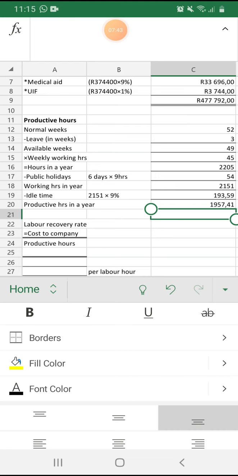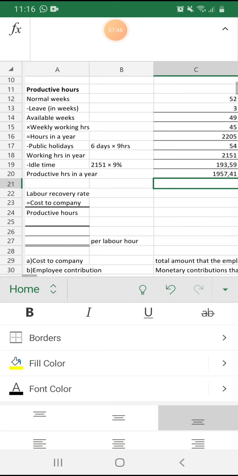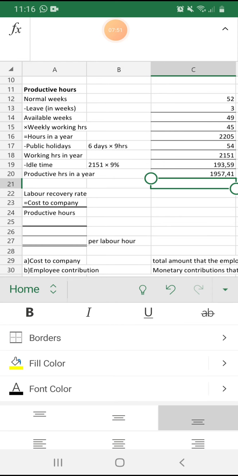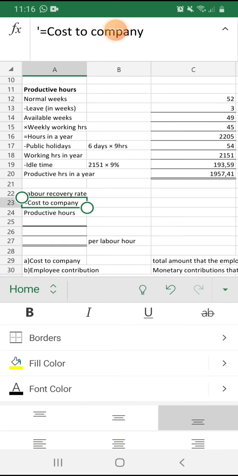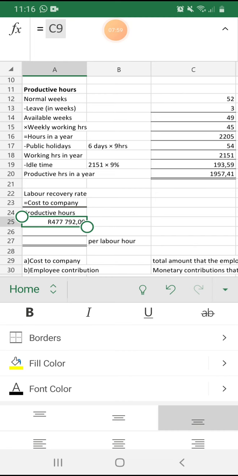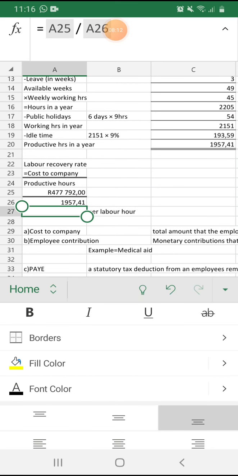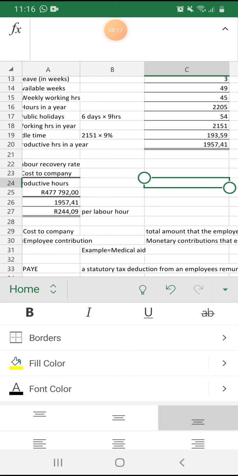We still haven't finished. We need to answer the question, which was to calculate the labor recovery rate for Bridget Khumalo. Therefore, to get your labor recovery rate, you need to take your cost to company divided by the productive hours. As we calculated, our cost to company is 477,792 divided by the productive hours that we calculated of 1,957.41. That will give you 244 Rand 9 cents per labor hour.